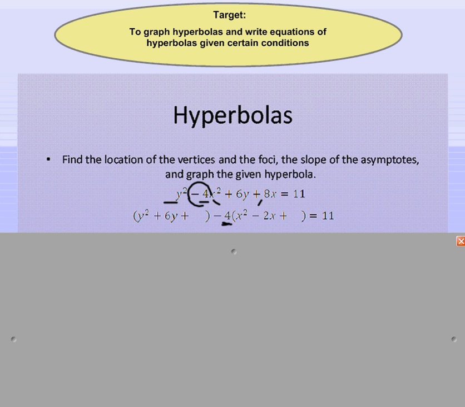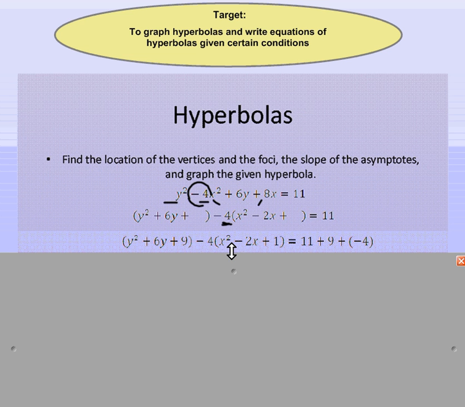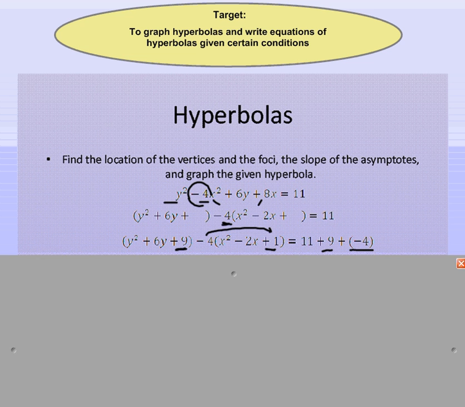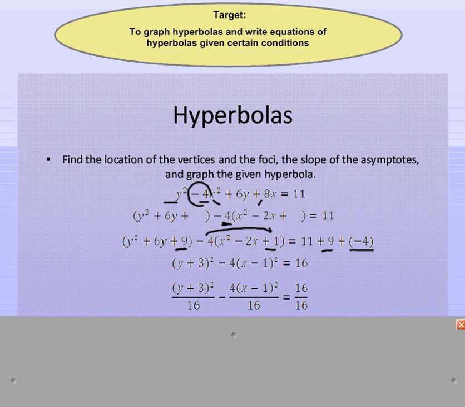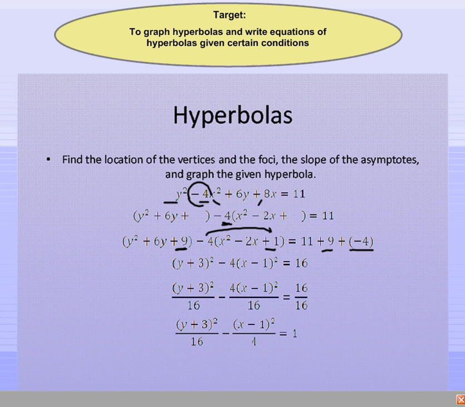We're going to add the numbers in to complete the square. We're adding a 9 in the first one, we're adding a 1 in the second one. The 11 stays outside. Now we're doing the opposite sides of the equal sign, so we added 9, so we add 9 to the right. We added 1, which is really negative 4 times 1, so we add negative 4 to compensate on the other side. Okay, we clean it up. We get (y + 3) squared minus 4 times (x - 1) squared, and it equals 16. We want the hyperbola to equal 1, so we divide everything by 16. Simplify, and there's our equation now in hyperbola standard form.